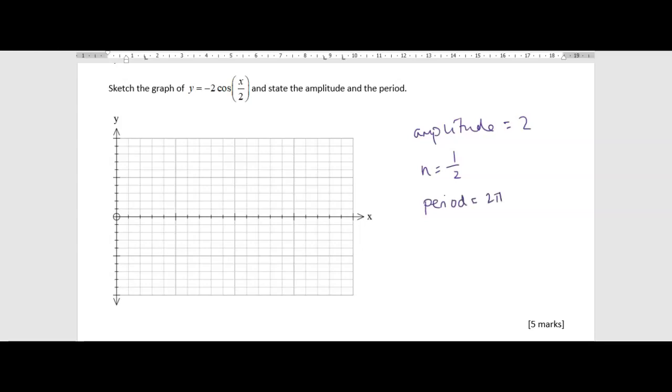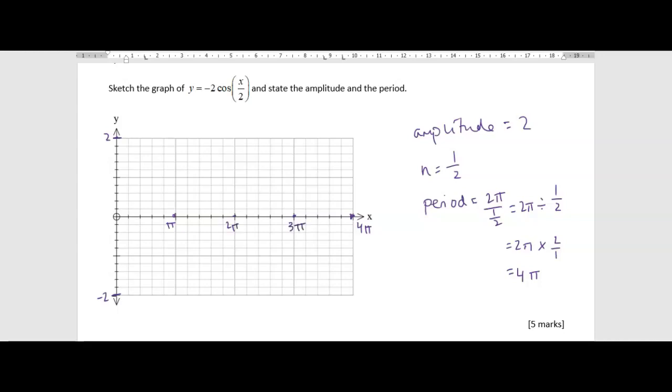is equal to 2 pi on 1/2. Now 2 pi divided by 1/2 is the same as 2 pi times 2 on 1. So it's going to be 4 pi. All right, so your amplitude, we're going up to 2, down to -2, and period ends at 4 pi. So your scale, just do 4 pi divided by 4. So we're going by pi each time. Nice easy one.